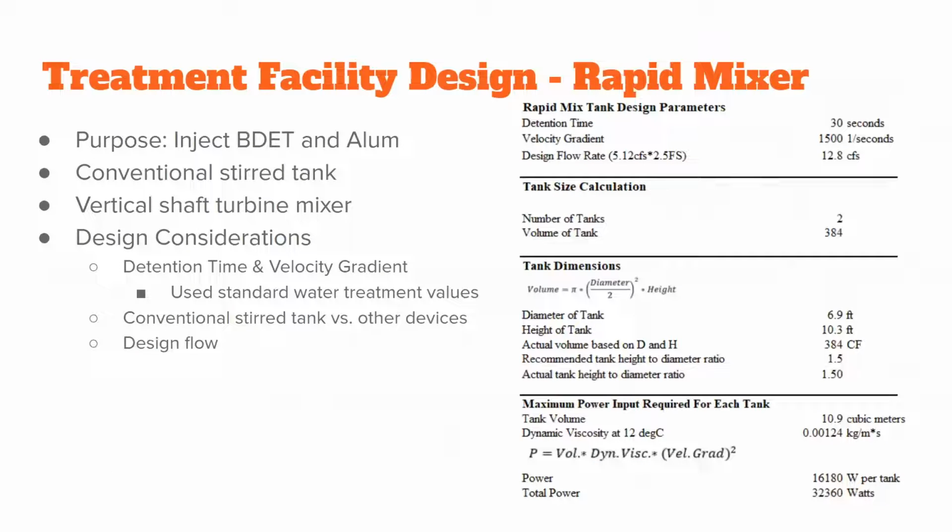And then onto the rapid mixer. The purpose of this is to inject the beta and alum chemicals. We went with a conventional stirred tank with a vertical shaft turbine mixer. Design considerations here were the detention time and velocity gradient, and we used standard water treatment values for this, which were this 30 and 1500 value up in the right-hand corner.